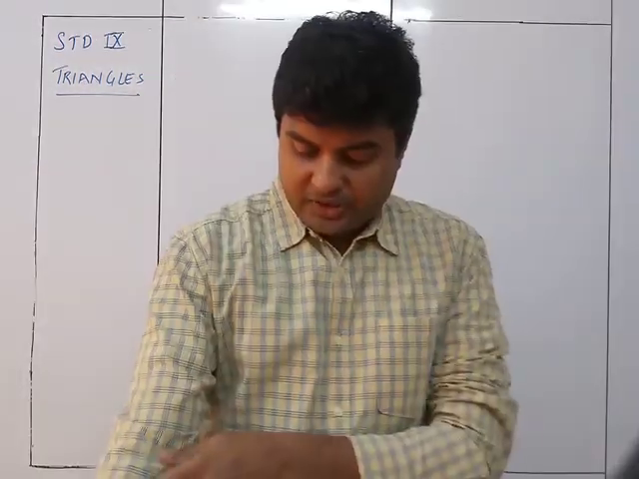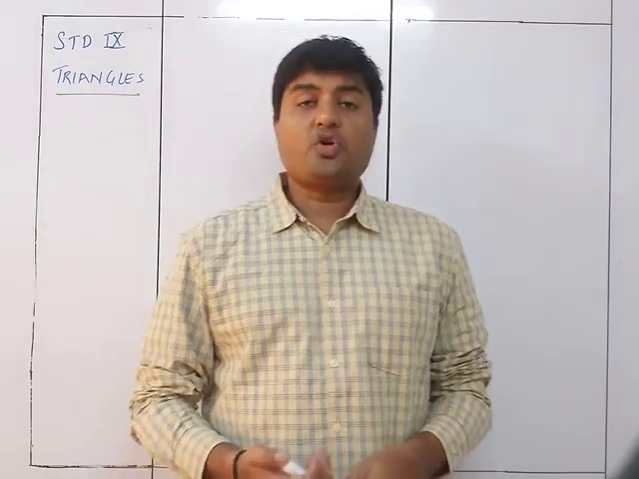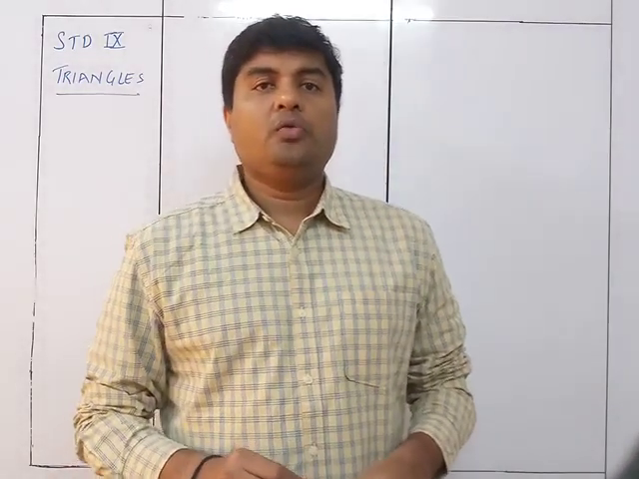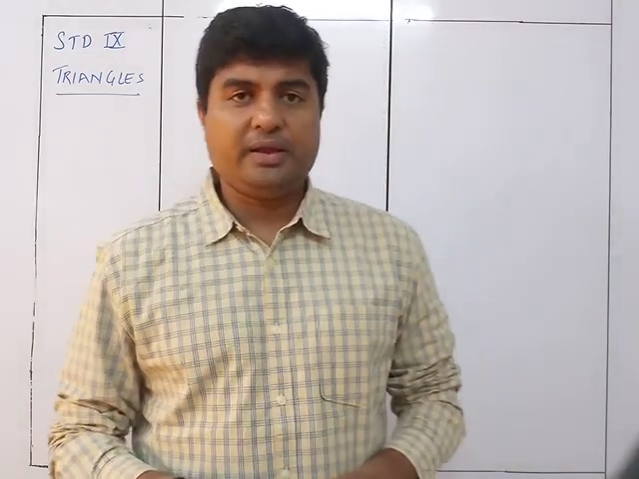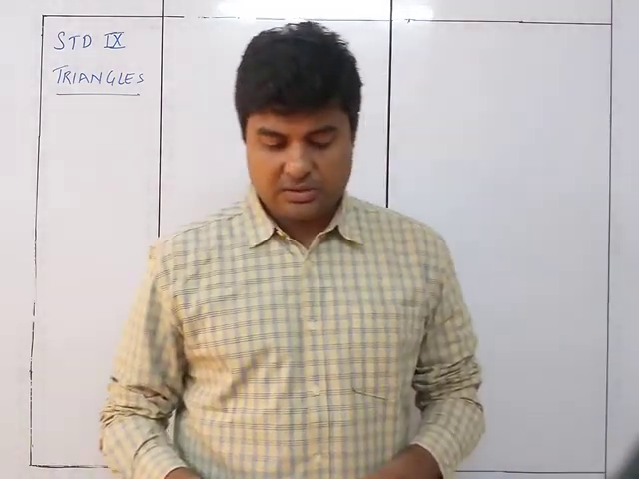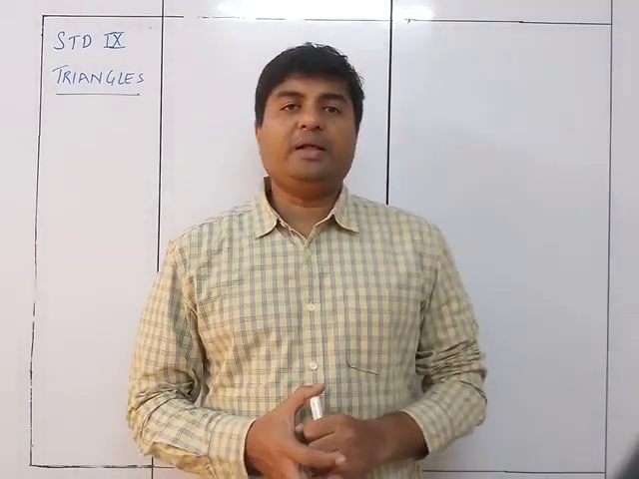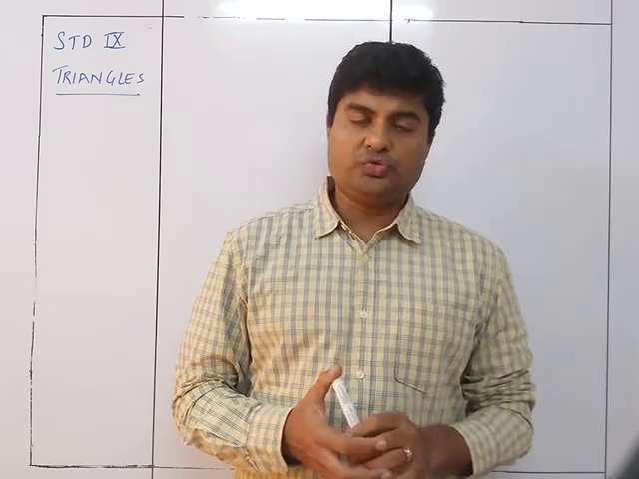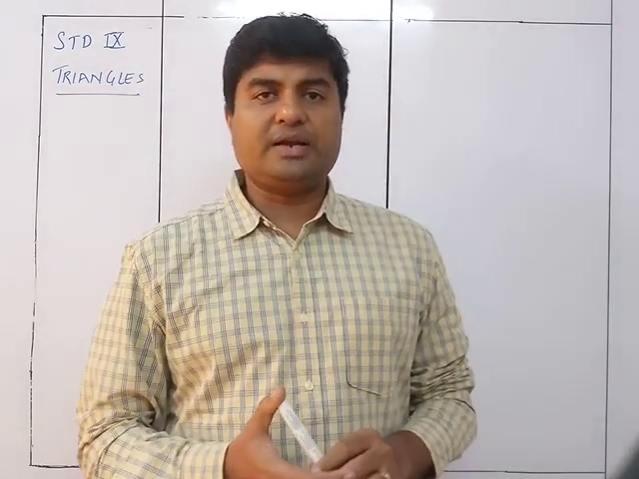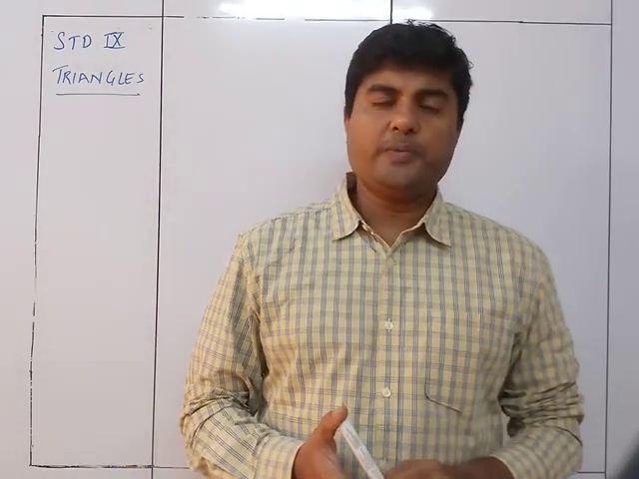We now start with the new chapter in maths, that is standard 9th, triangles. So we start with the first chapter of geometry in this year, that is triangles. Now we know very well that a triangle is a three-sided closed figure. So when I talk about triangles, I know that it is a three-sided closed figure.